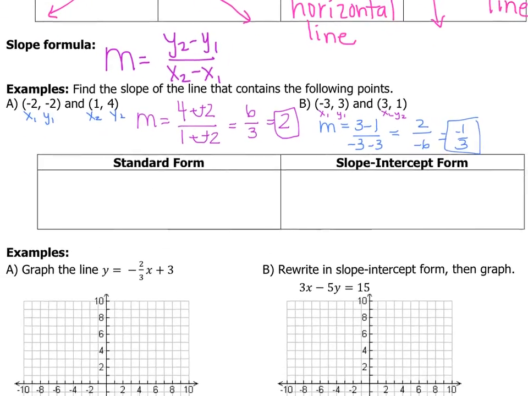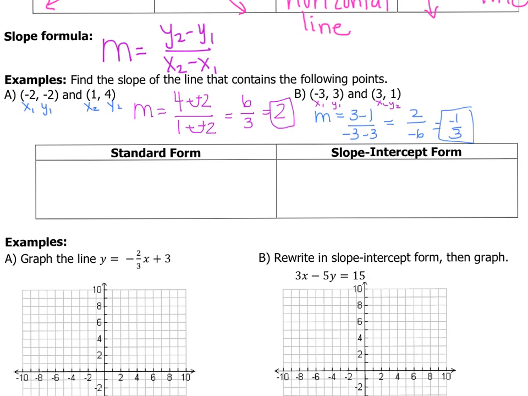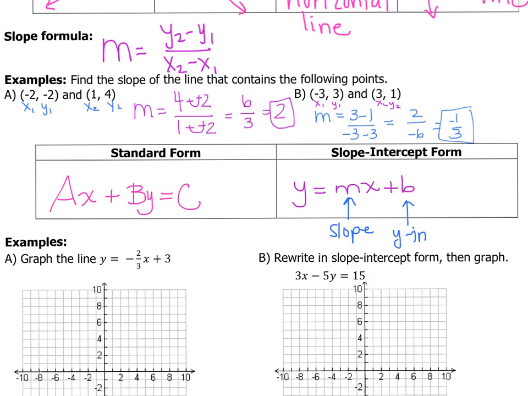The next thing that we are going to review is the two different types of equations that we have for lines. We have standard form and slope-intercept form, which is what you're most familiar with. Standard form is ax plus by equals c. And slope-intercept form is y equals mx plus b. We know that m is the slope, b is our y-intercept.